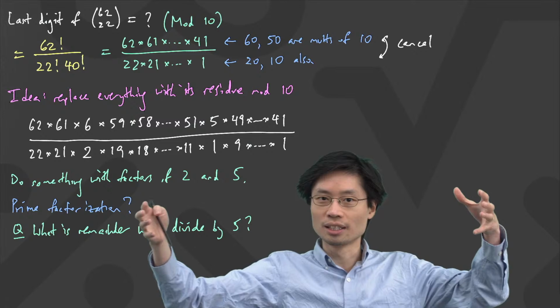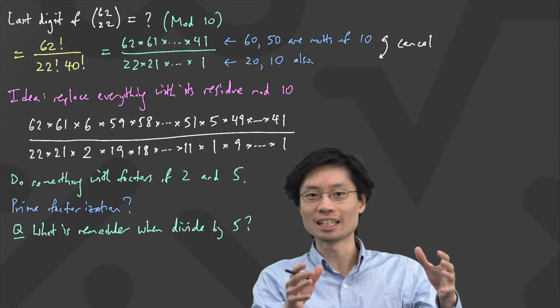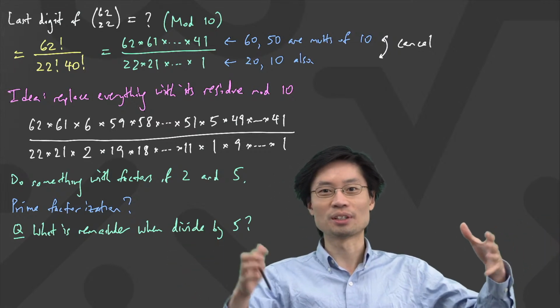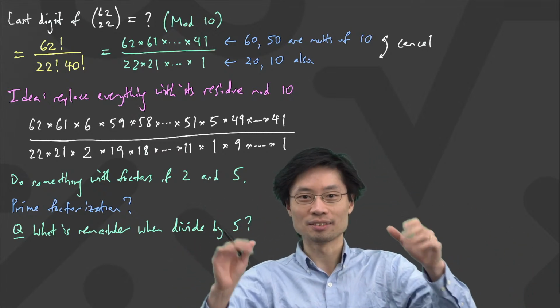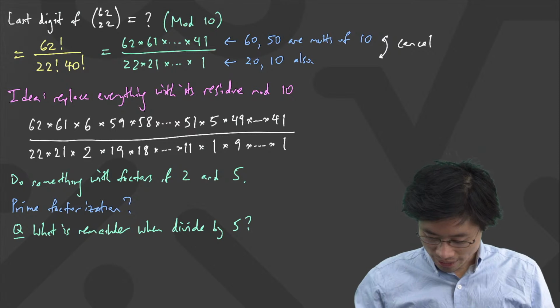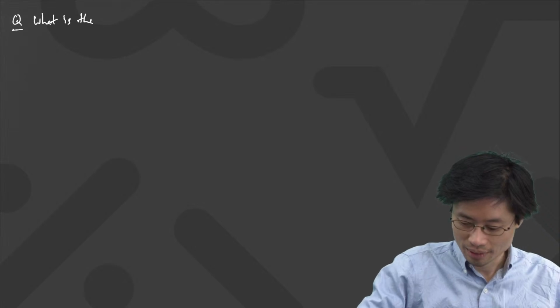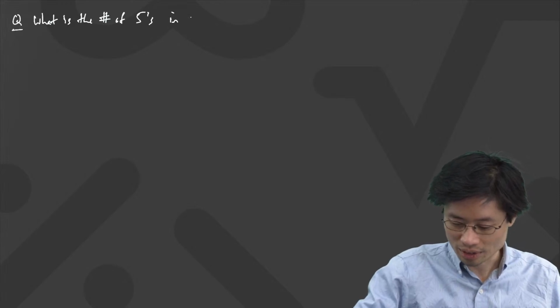If I have a factorial, and you think about how many factors of 5 it has and how many factors of 2 it has, of course you'll have more 2s. It's easier to get 2s. So it's almost like a chemistry reaction: your limiting reactant is the 5s. But let's go with a simpler question first. What is the number of 5s in, let's just call it, 62 factorial.